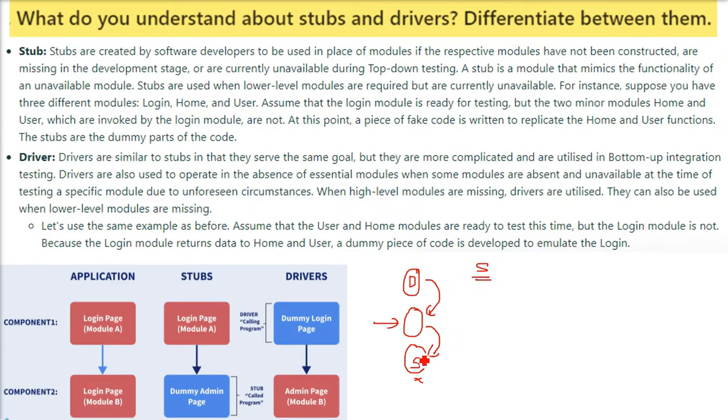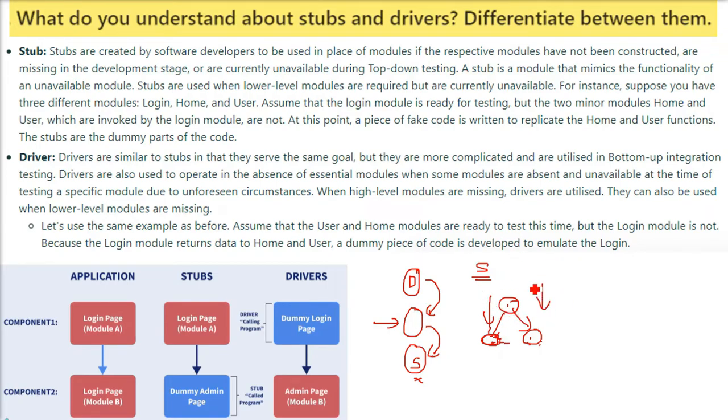So mainly, when we have sub modules that are not prepared, they are called stubs. But if the major module is not prepared and the low level modules are being created, then what do we do? We have to make a module that will call them. That is called the driver. Driver is the main program or main module. Stubs are the called modules.